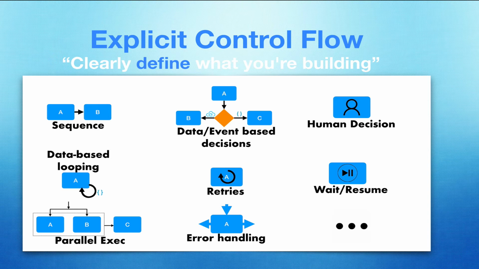Serverless workflow defines explicit control flow, which means that you can clearly define what you're building. It has many different control flow logic pieces. For example, you can define a sequence of execution. You can define looping structures, parallel or sequential execution. You can do decisions based on data information or event payloads. You can issue retries when there's some possible issue. You can clearly define error handling within your workflows. And you can do other things, for example, define a human decision which has to be performed during workflow execution.